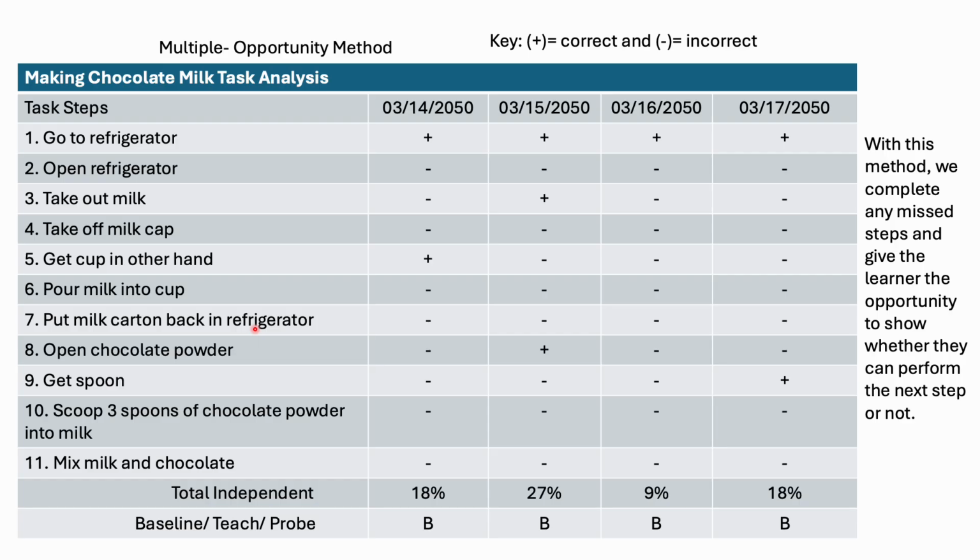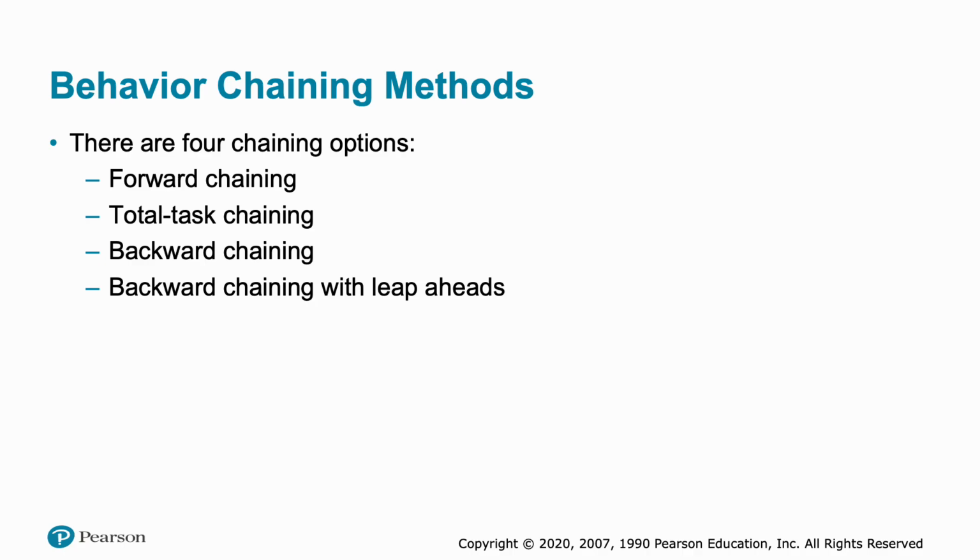We see many learners where they've mastered some parts of a behavior chain, but other parts they haven't mastered. And so this baseline method allows us to get a better picture for how a learner is performing with specific steps in the behavior chain. Okay, so as I mentioned, there are different chaining methods in behavior analysis. So in this lecture, we're going to cover the 4 chaining methods that we have. We have forward chaining, total task chaining, backward chaining, and backward chaining with leap aheads.